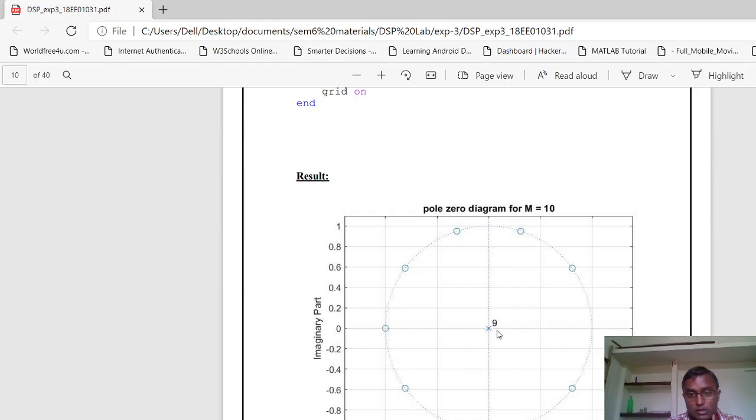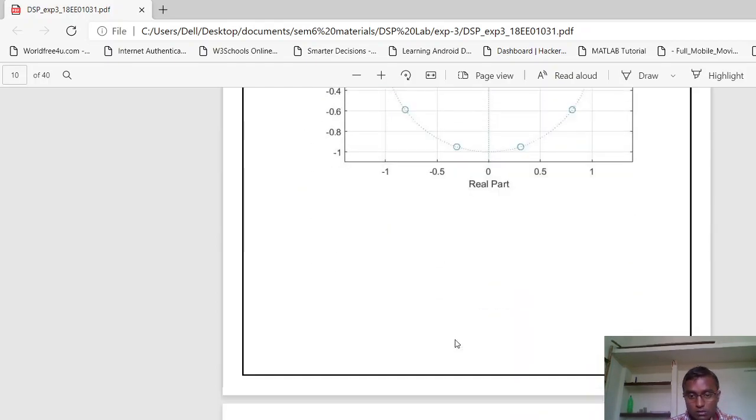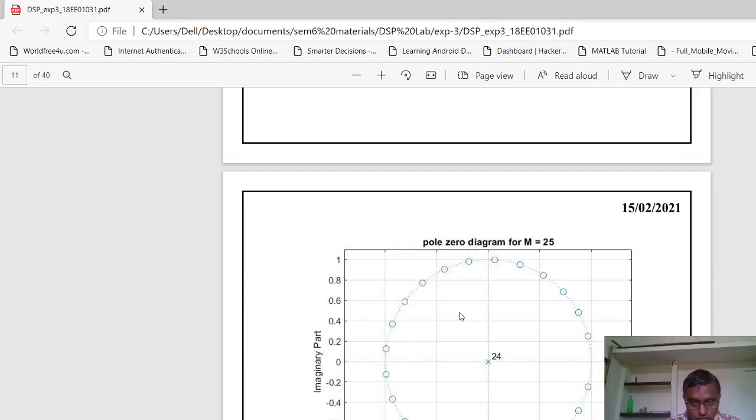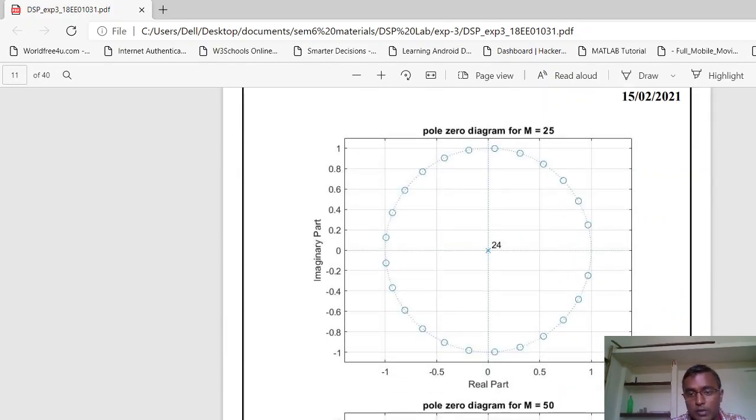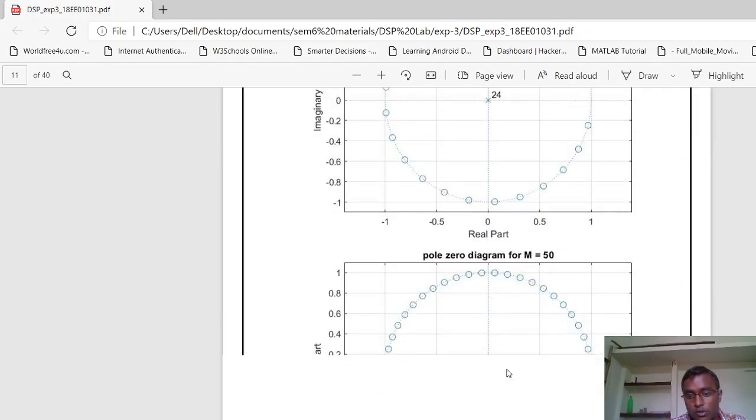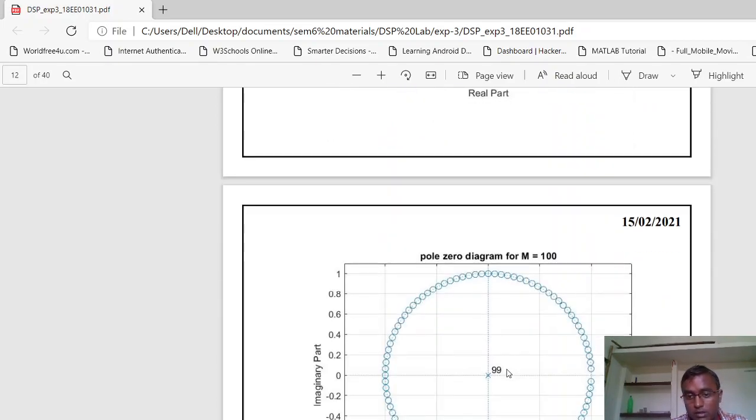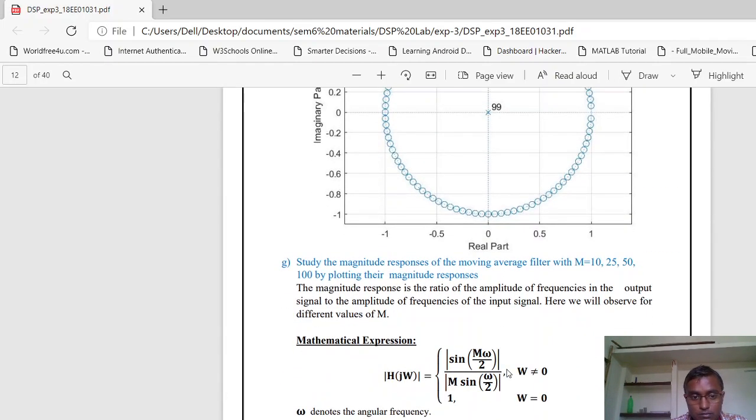Pole is 9 times at this point. If m is equal to 10, then m minus 1 times. So 9 poles on z is equal to 0, and zeros are on the unit circle with equal distribution except at z is equal to 1. This is for m is equal to 25, then we are getting 24 poles. This is for m equal to 50. This is for m equal to 100.